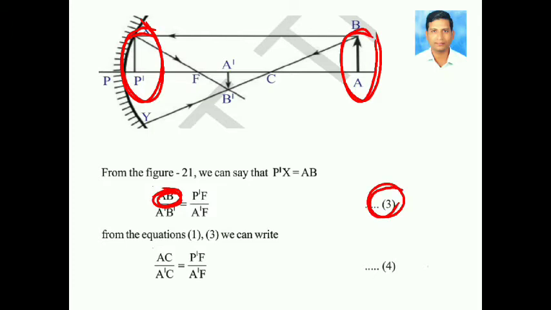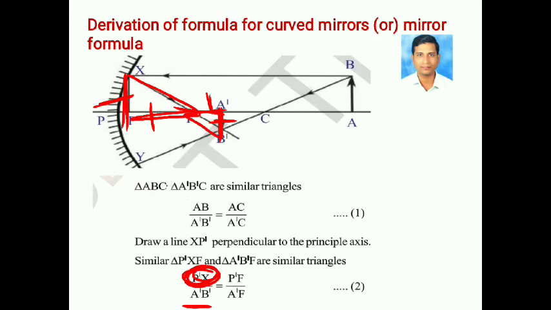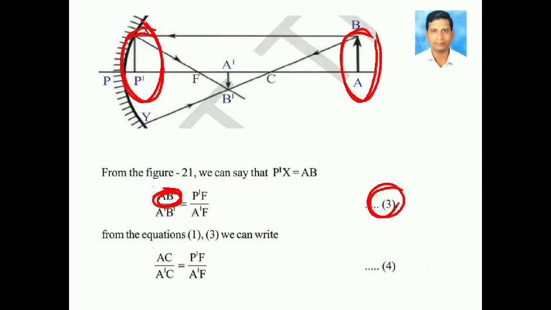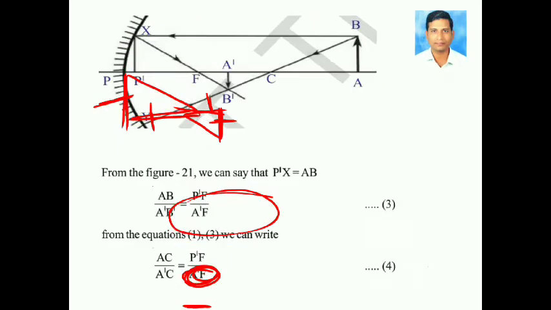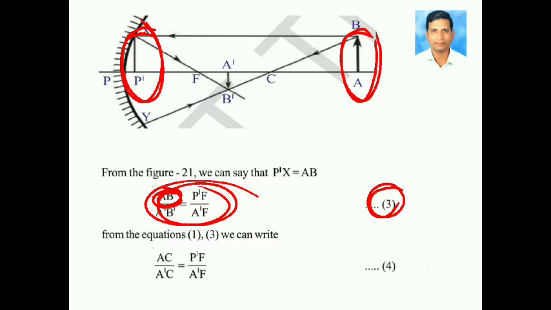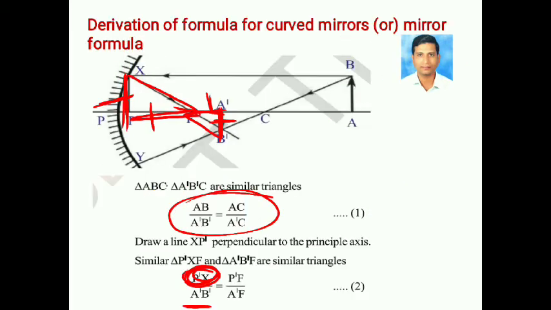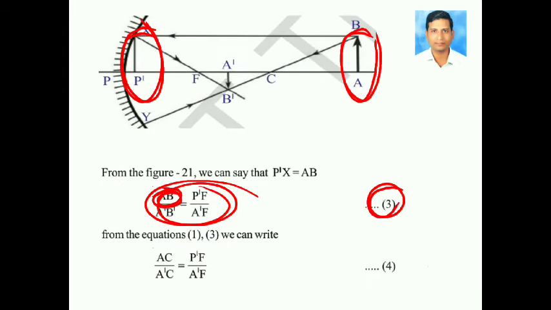From equations 1 and 3, we can write AC by A dash C is equal to P dash F by A dash F.